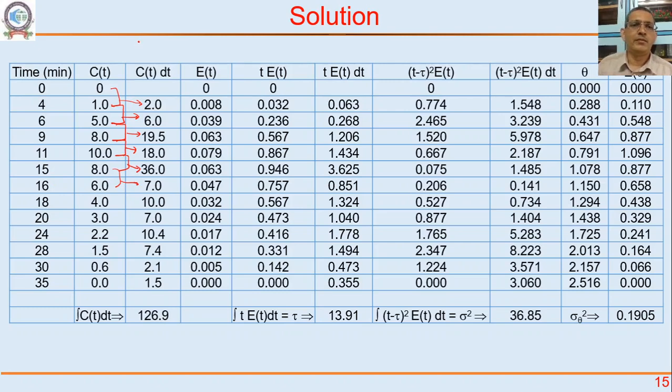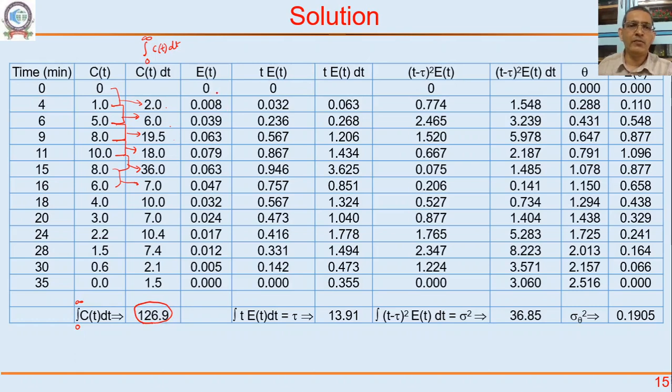So the integral of C dt from 0 to infinity will be just the addition of all of these: 2 plus 6 plus 19.5 plus 18 plus 36 plus 7 and so on. You will get the integral of C dt from 0 to infinity as 126.9.